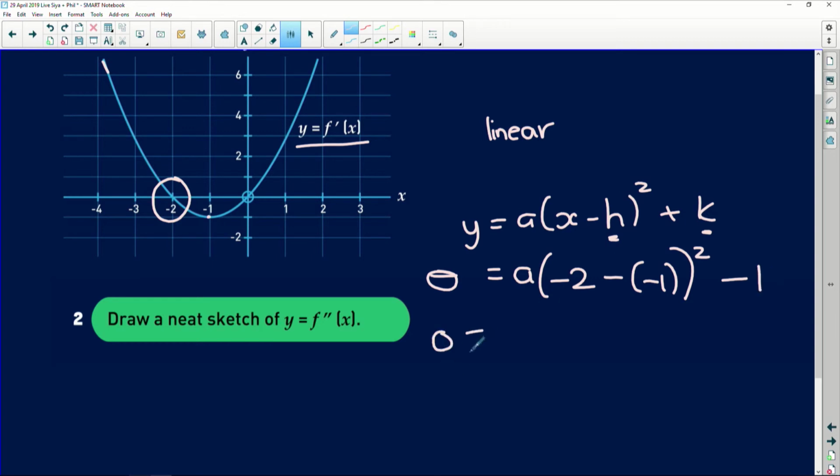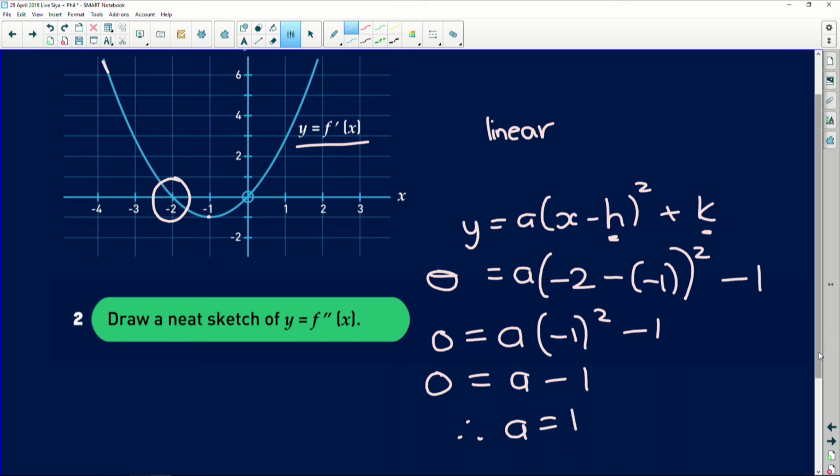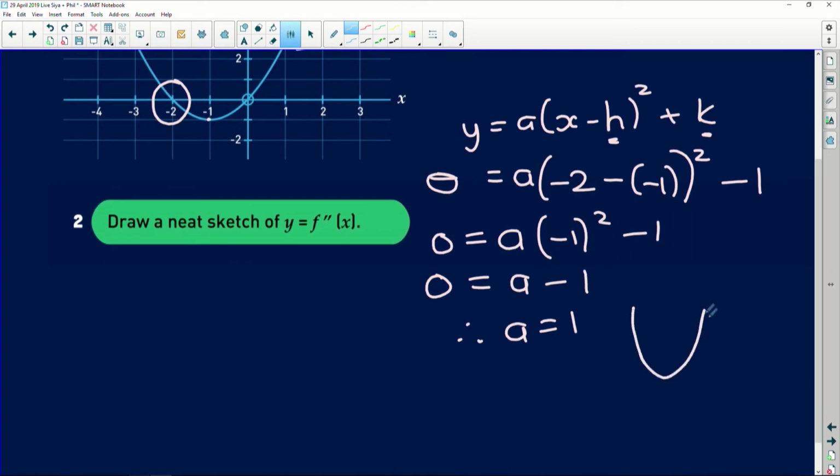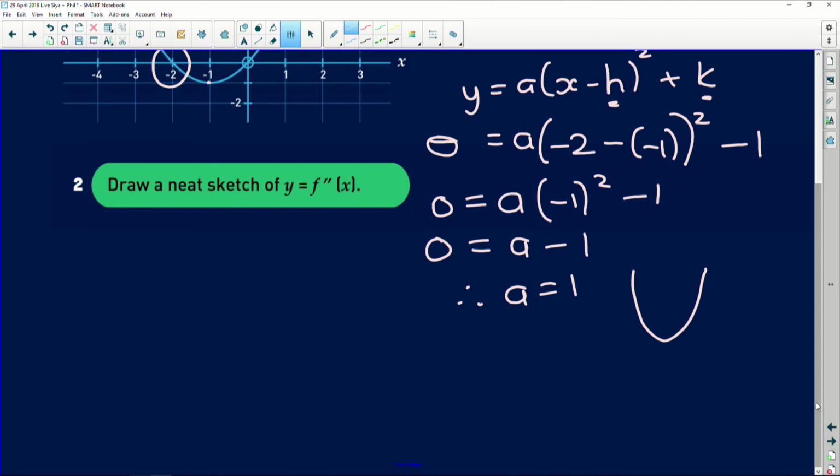Okay, so let's simplify this out. We get a times (-2 plus 1), which is -1, squared, minus 1. So we get 0 is equal to a minus 1, therefore a is equal to 1, which makes sense because it's concave up, guys, which means that a is positive. So y is equal to (x plus 1) squared minus 1.